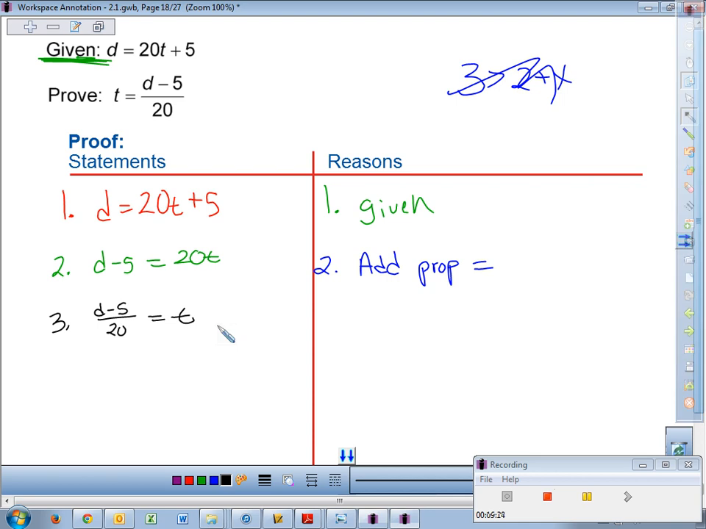How come I can do that? Why can I divide both sides by 20 legally? That's the multiplication property of equality that says we can do that. I know it's weird because it's our first proof, but how are we feeling so far?